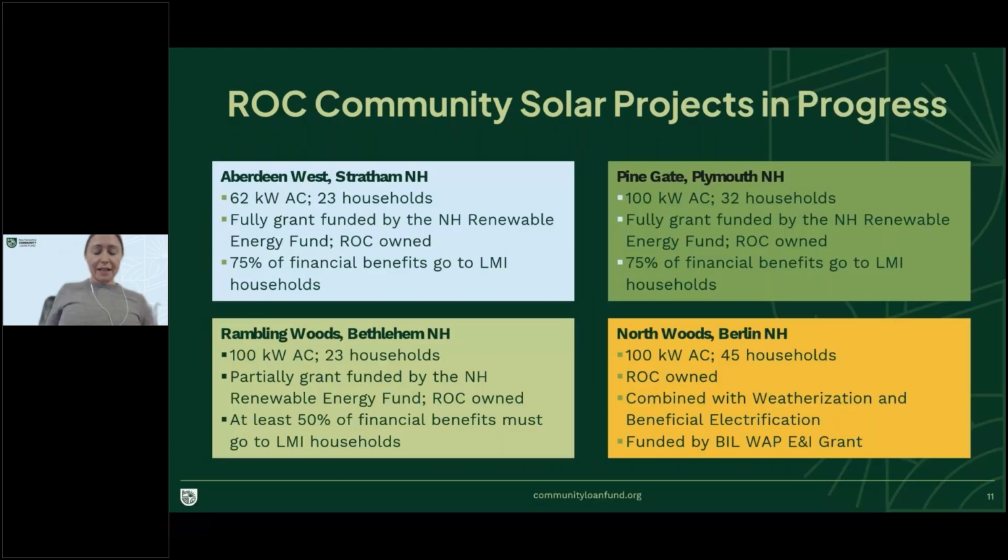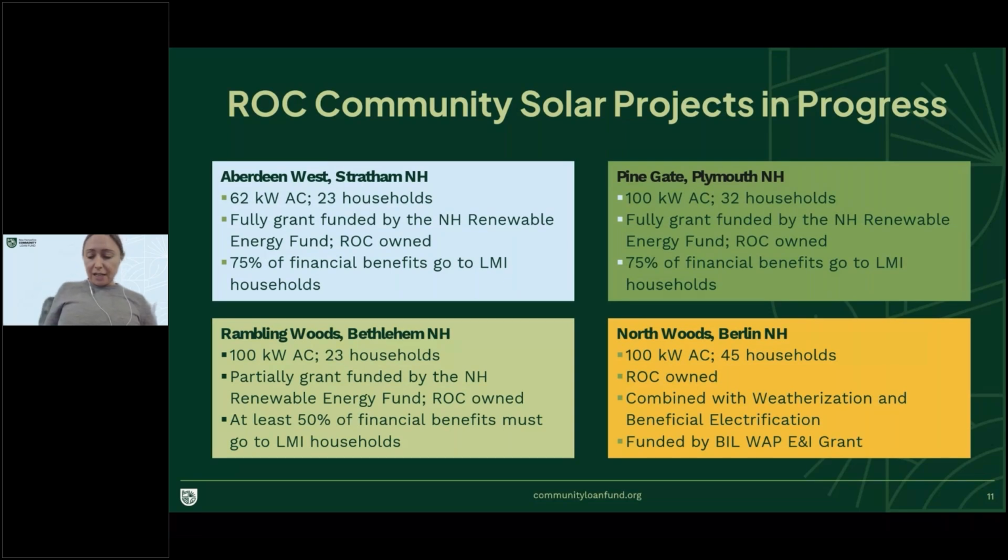So this next slide just shows the 4 projects that are in progress. Sorry about the loudspeaker again. We have a project in Stratham, in Plymouth, and Bethlehem, so a very diverse geography here. They range between 62 kilowatts, so pretty small, up to 100 kilowatts AC. And those 3 projects are all funded by the Renewable Energy Fund.